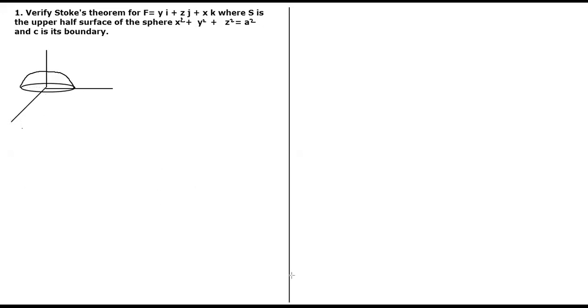So this is the x-axis, y-axis, and z-axis. This is the origin, and its boundary is C like this, which is positively oriented because it is an upper hemisphere. So S is this. So S is x square plus y square plus z square equal to a square. And what is C? C is the boundary.